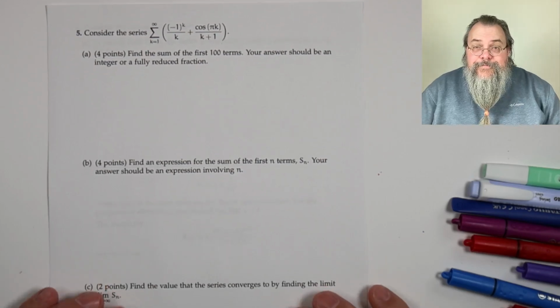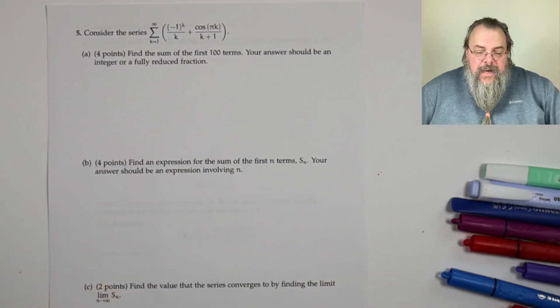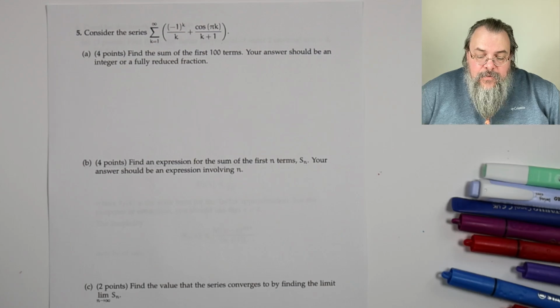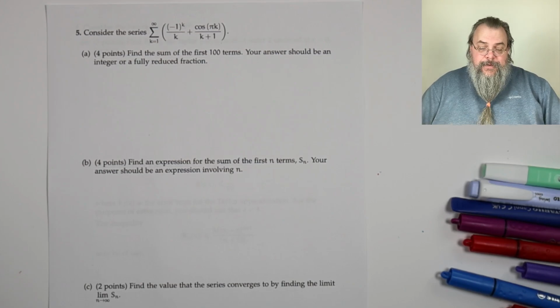All right. Number 5. Consider the series. We have the sum from 1 to infinity of minus 1 to the k over k plus cosine pi k over k plus 1.